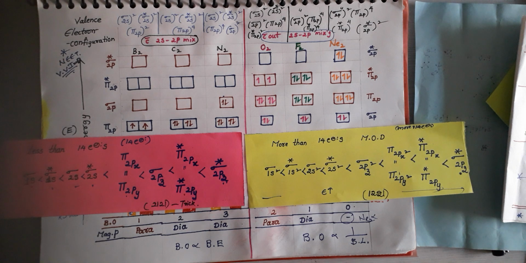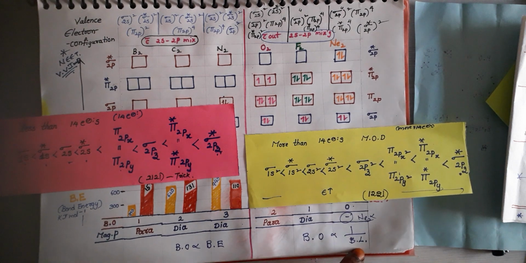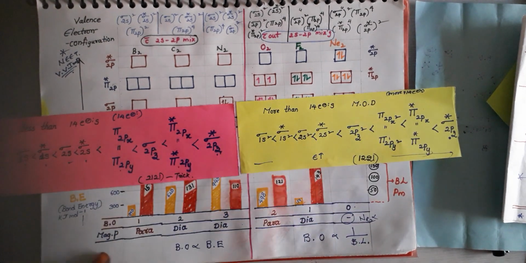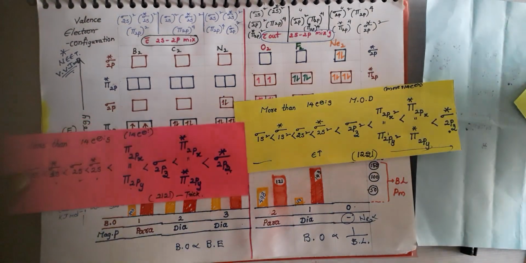It is very important for intermediate, and for NEET also it is very important: the bond order bond energy relationship and the bond order bond length relationship. Based on these properties you may easily learn.